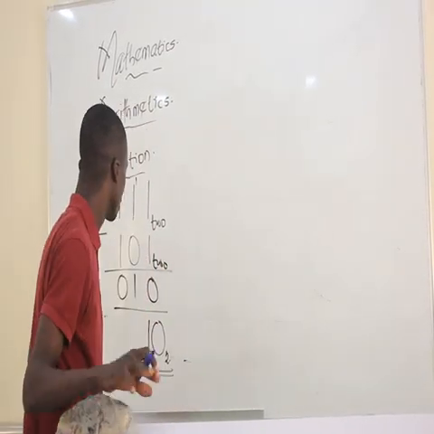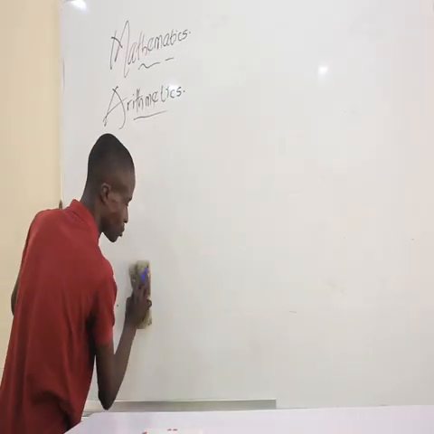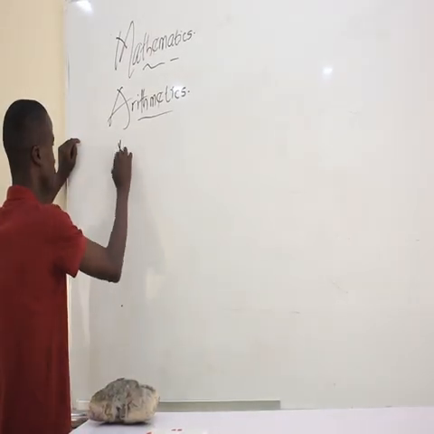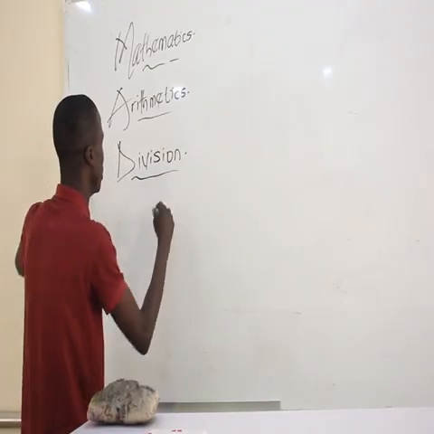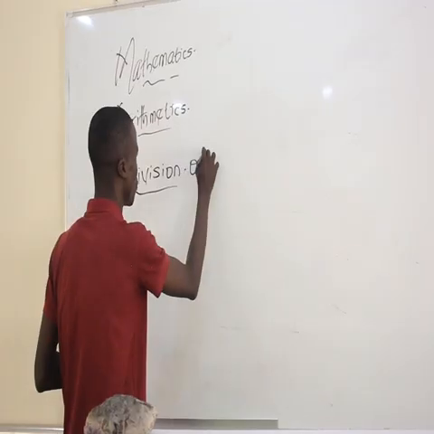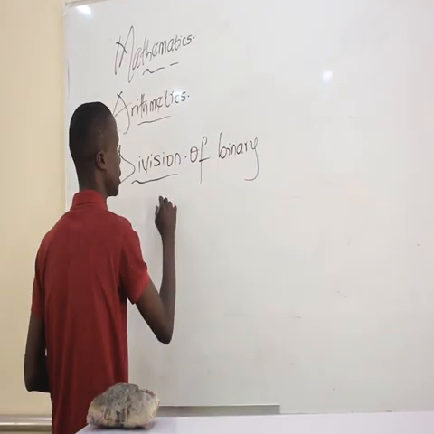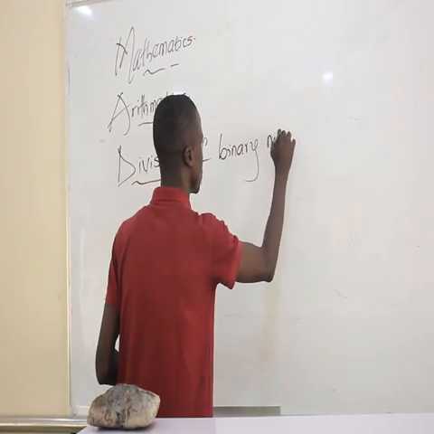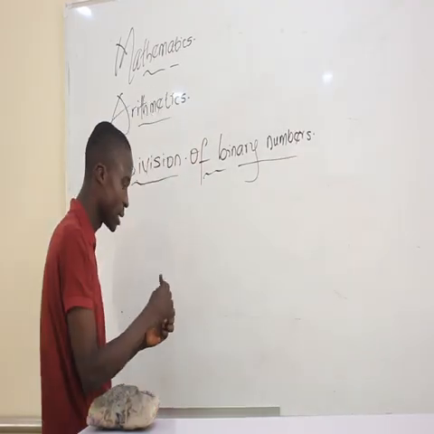Now, under division. Division of what? Of binary numbers. So division of binary numbers.